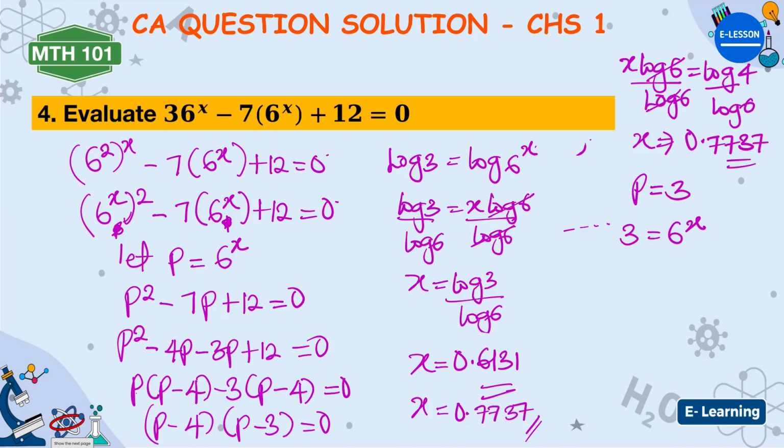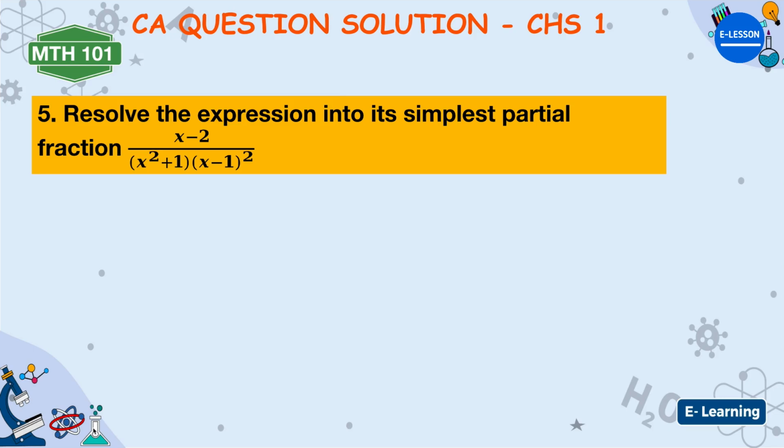Let us see the next one briefly, my dear student. This question is a very long and stupid question. I don't even know where this particular question actually came from. But then we are going to simplify and we are still going to get the answer. I think it's the longest question we ever had here. The question says resolve the expression into its simplest partial fraction. Simplest but not simple. So we have x minus 2 divided by x squared plus 1, then bracket x minus 1 squared.